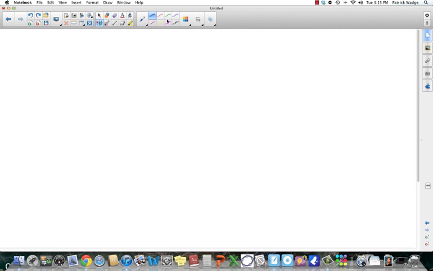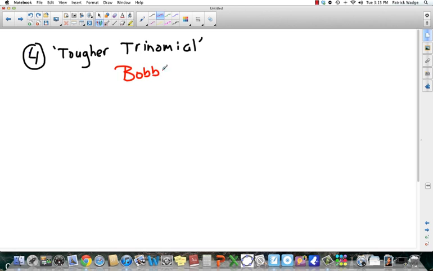Okay, the fourth and final type of factoring that you need to be familiar with for now. We'll do some other factoring later on in this course, but for now, it is the tough trinomial, or tougher trinomial. Why don't I call it that? Tougher trinomial. And this is the Bobby bridge method.